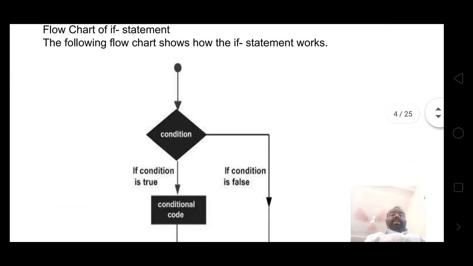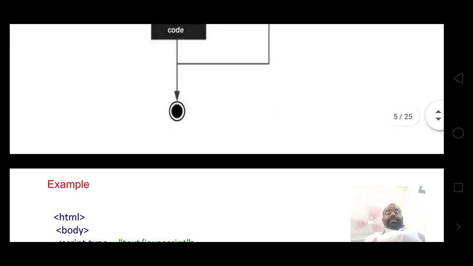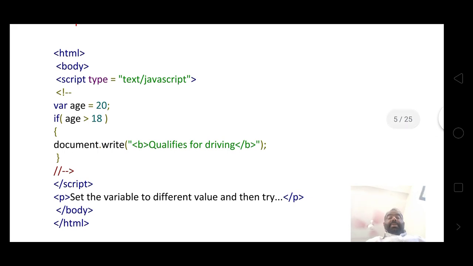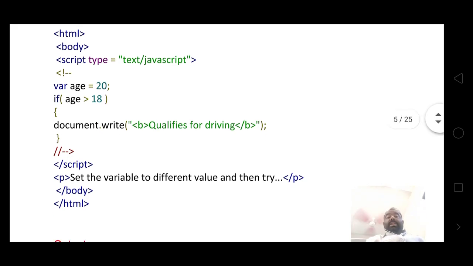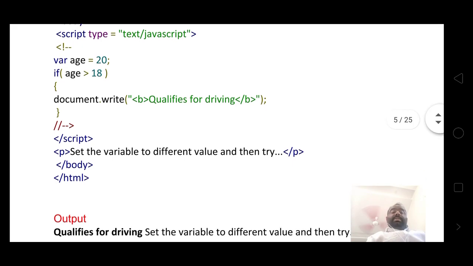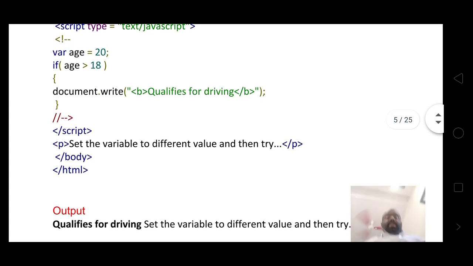The flowchart for the simple if statement. Then this is the example for the if statement. You may take a person who qualifies for driving age, where age is equal to 20. If the age is greater than 18, they are eligible for driving. If the age is less than 18, then they do not qualify for driving.